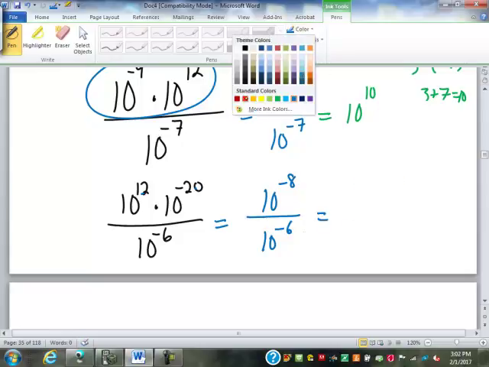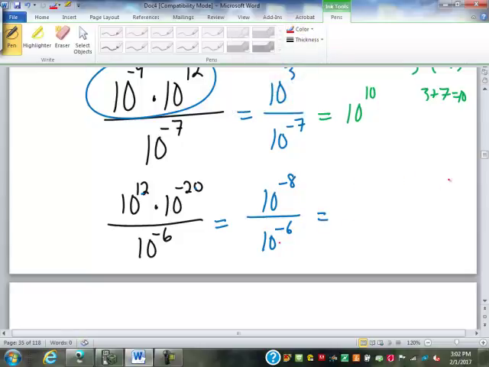So now you've got 10 to the negative 8th divided by 10 to the negative 6. Negative 8 minus a negative 6 is negative 8 plus 6. I heard somebody say it there. 10 to the negative 2.